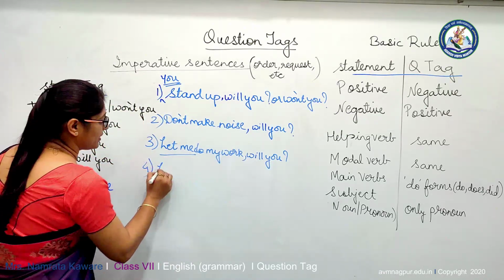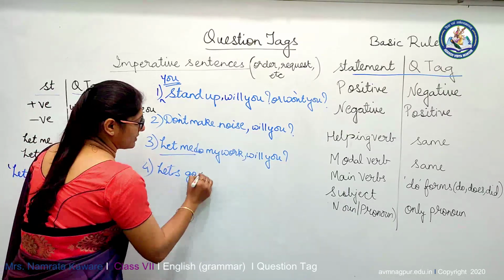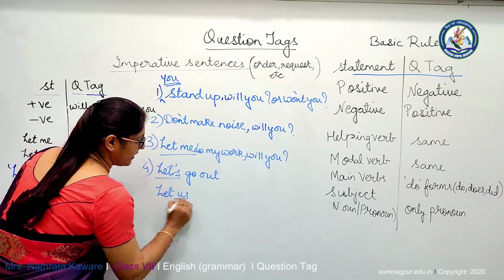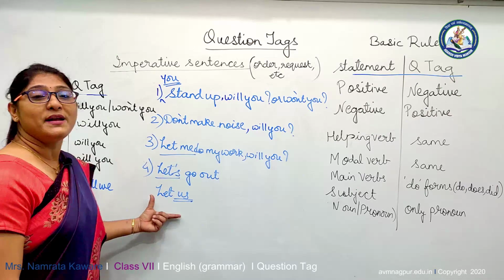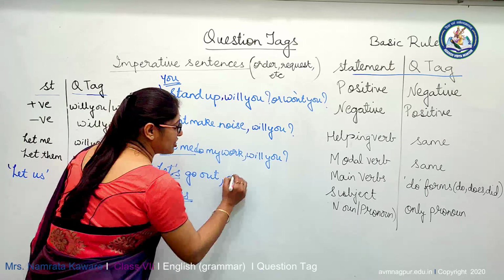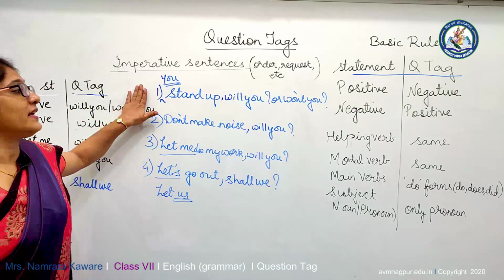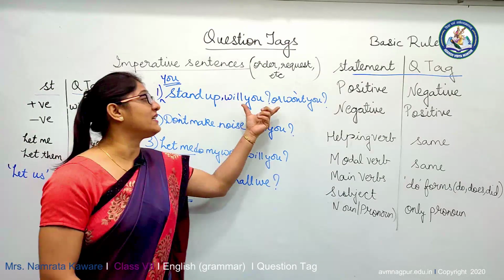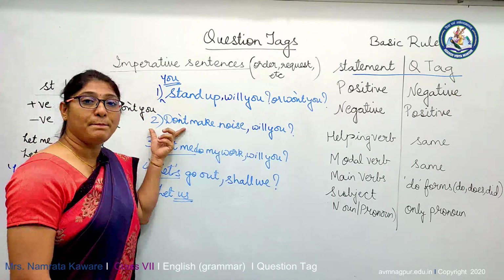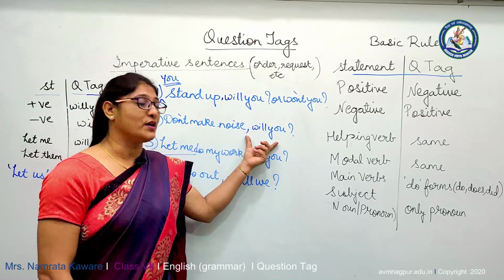There is an exception. For example, if the sentence begins with let's go out. Let's is the short form of let us. Here the subject is us. That means the action has to be done together. For that we write shall we. That means if there is a positive imperative sentence, the question tag can be positive or negative. If it is a negative imperative sentence, the tag will always be positive.